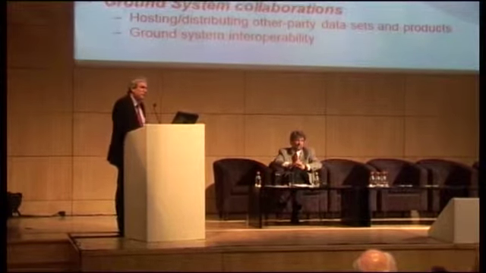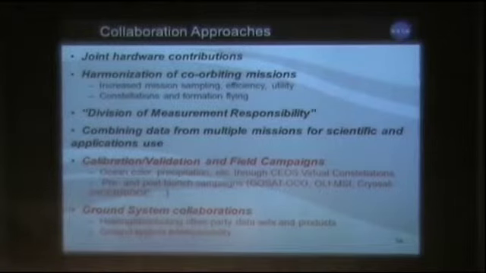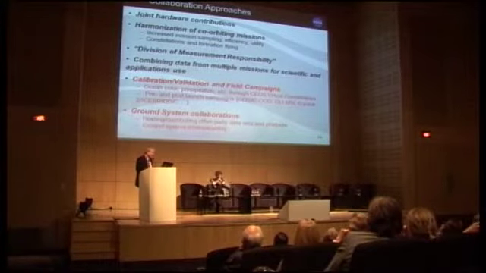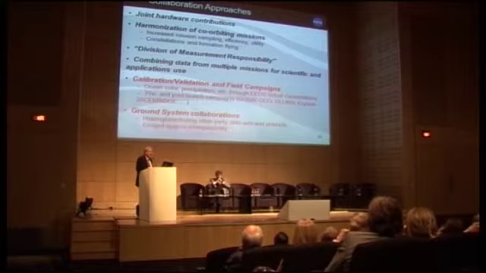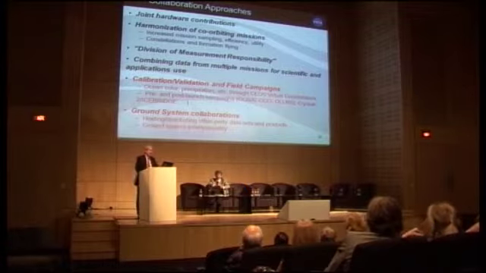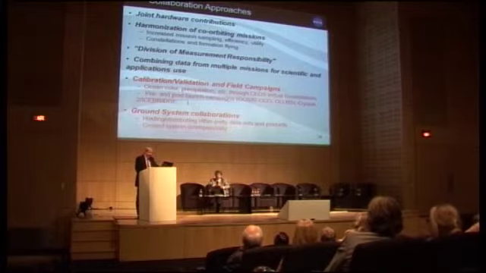And finally, there are collaborations that don't even involve entirely spaceborne measurements. NASA and the European Space Agency are, as an example, working very hard right now under formal framework agreements to provide joint calibration and validation for our similar missions sometimes and for field campaigns. And we are collaborating in our ground systems, including mirroring large data holdings of the other.